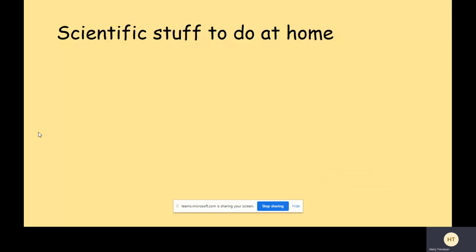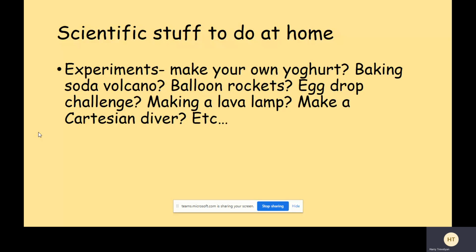So, in terms of that extension, I just want to make sure that everyone doesn't lose touch with science when we're at home, not coming to school. So here are some of my ideas for that extension: the things we can do with science at home. Experiments, I've written down some things there.